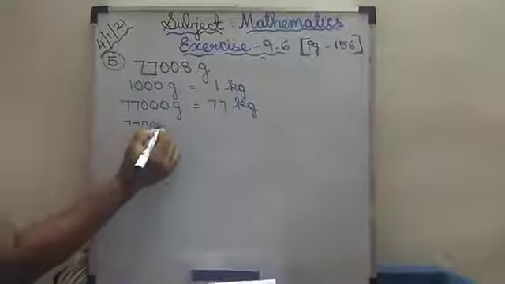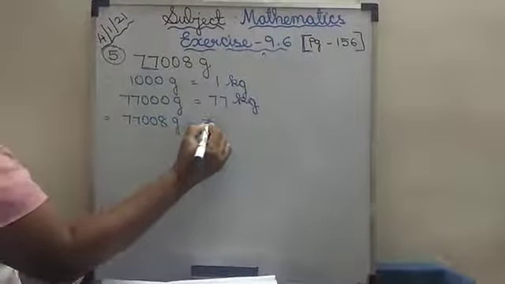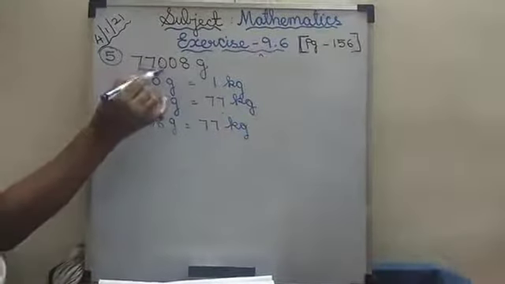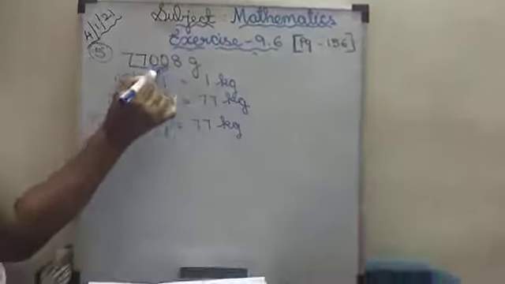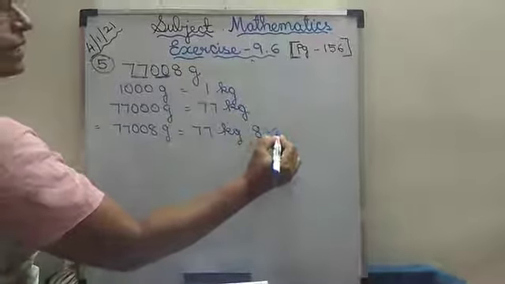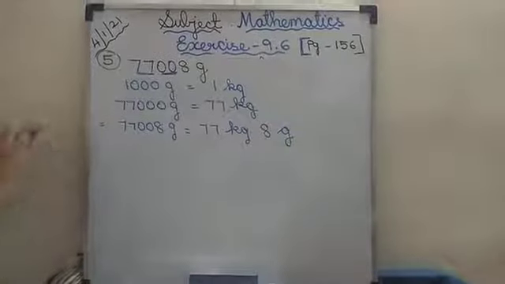So 77,008 gram is equal to 77 kg. And what's remaining, children? 0, 0, 8. Here also 0 is coming. These two don't have values. So you can write 77 kg 8 gram. 77 kg 8 gram. Understood, children?